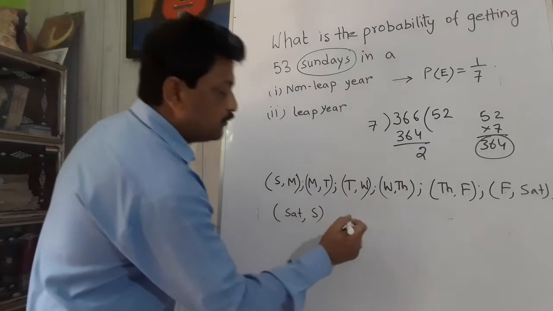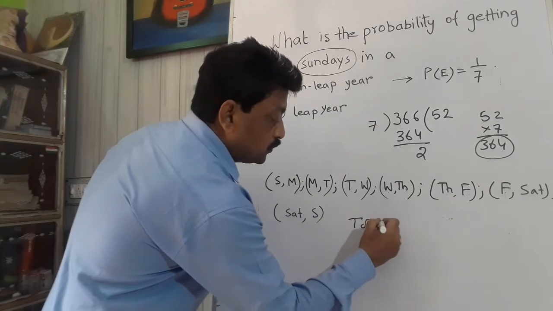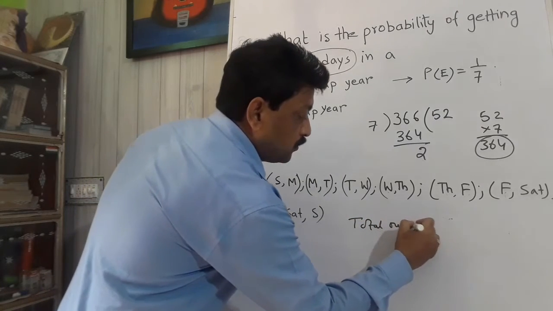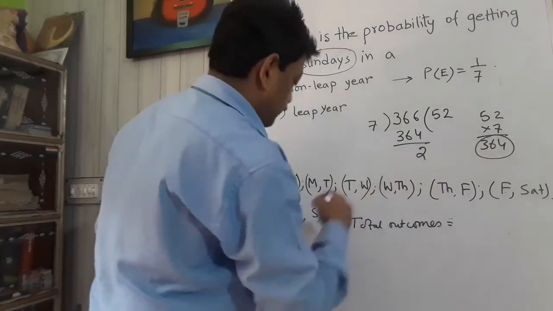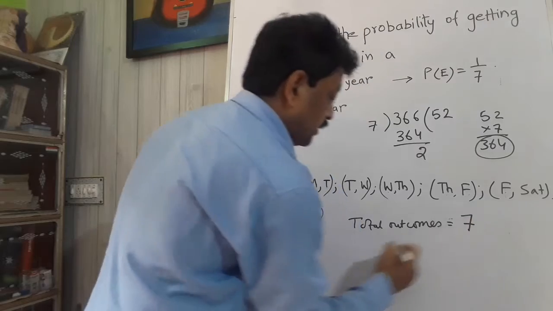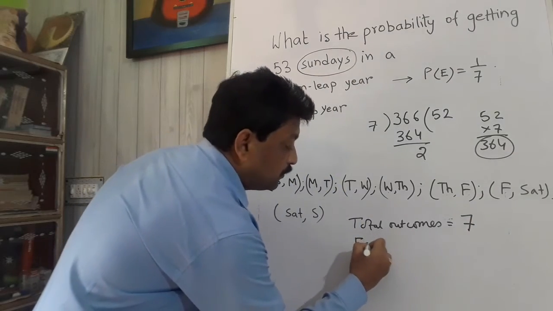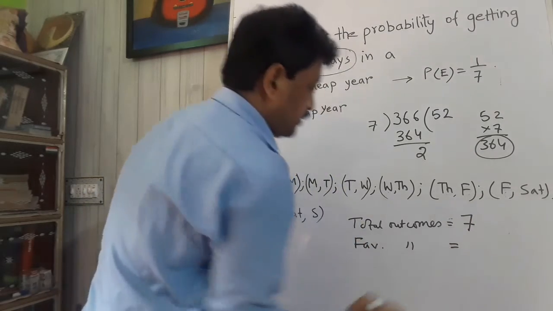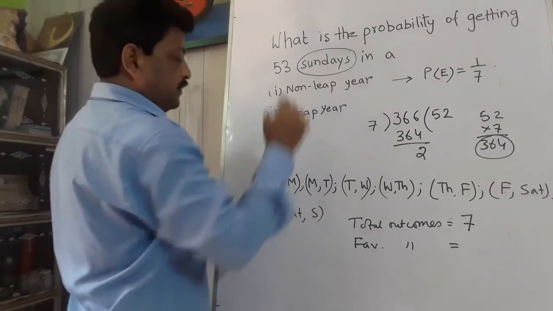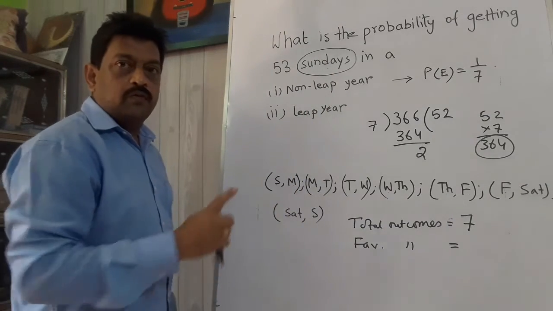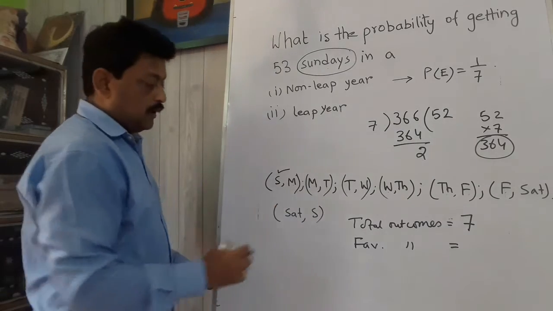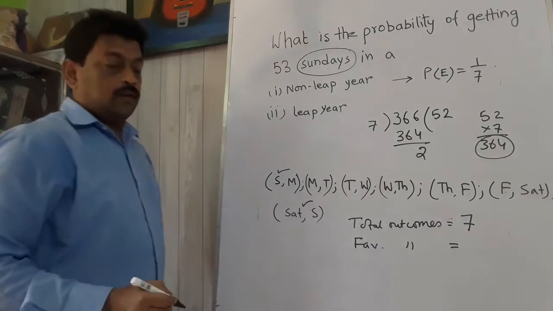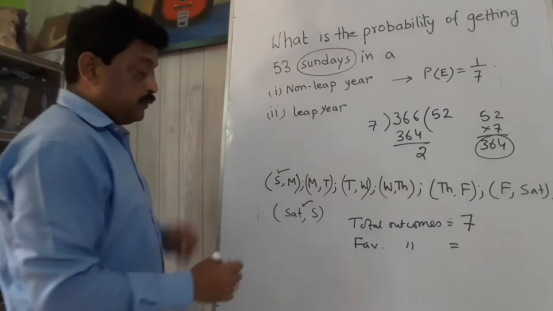Therefore our total outcomes equal 1, 2, 3, 4, 5, 6, 7, and favorable outcomes. See here, we want Sundays. So there are 2 cases where we are having Sunday. This is the one and this is the one. There are 2 cases where we will get Sunday.